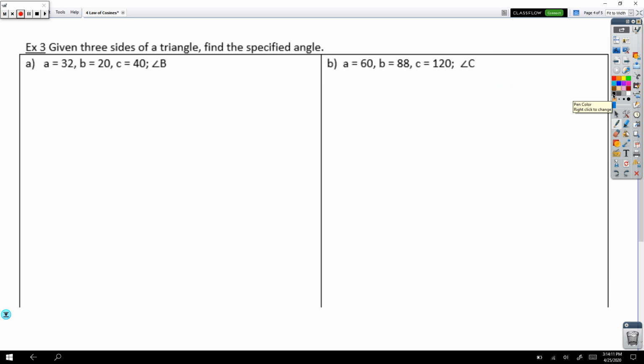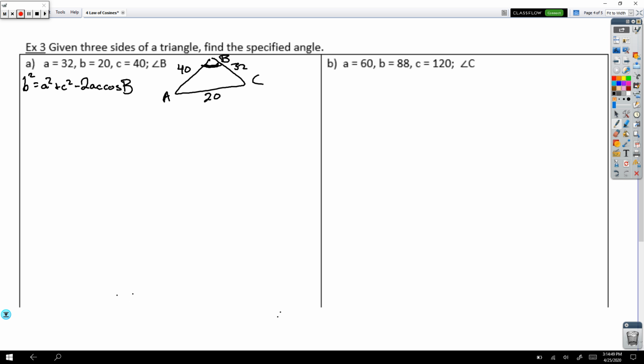Alright, now we're going to look at, given three sides, how to find the specified angle. So, setting up the triangle real quick, we have A, B, C. Side A is 32, B is 20, and C is 40. And it's asking us to find angle B. So I want to use the formula that has cosine of B attached to it. That's the one that starts with b squared equals a squared plus c squared minus 2ac cosine of B.